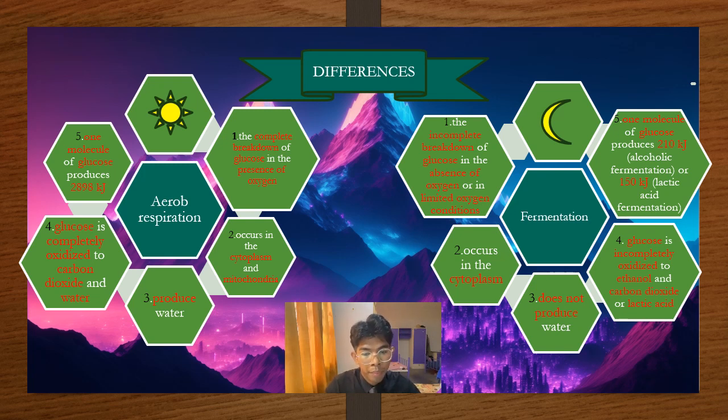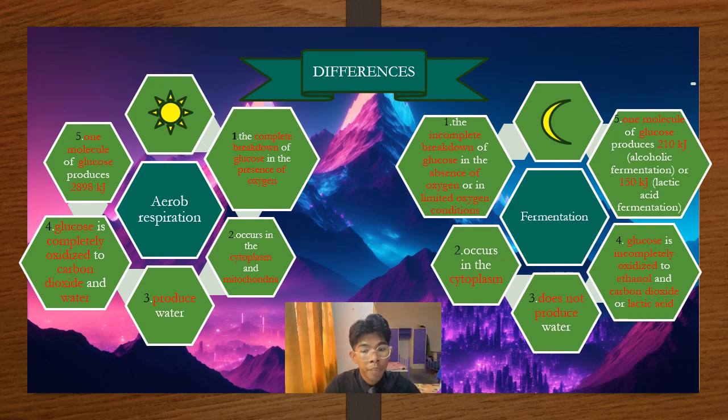The third one, aerobic respiration produces water, while fermentation does not produce water. The fourth one, in aerobic respiration, glucose is completely oxidized into carbon dioxide and water, while in fermentation, glucose is incompletely oxidized to ethanol and carbon dioxide or lactic acid.